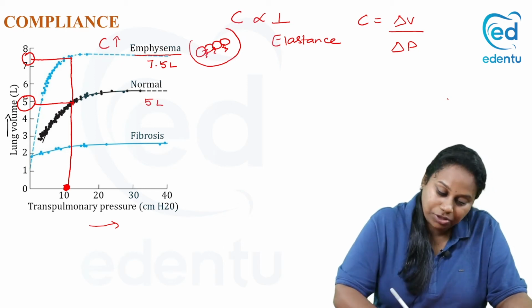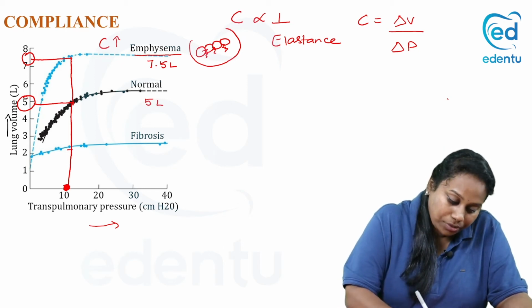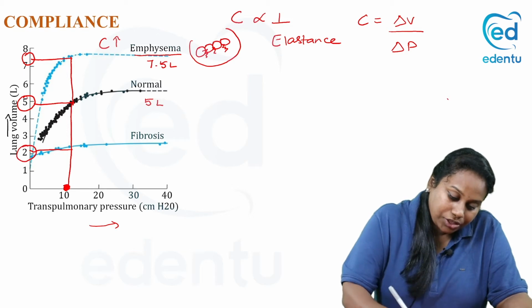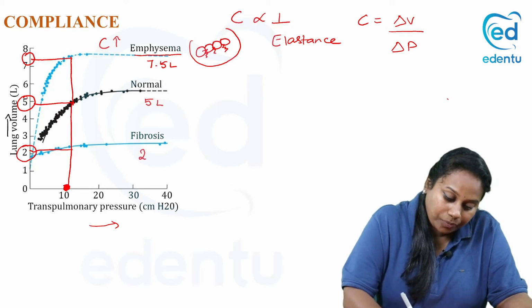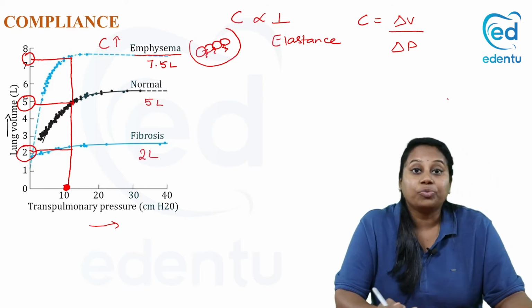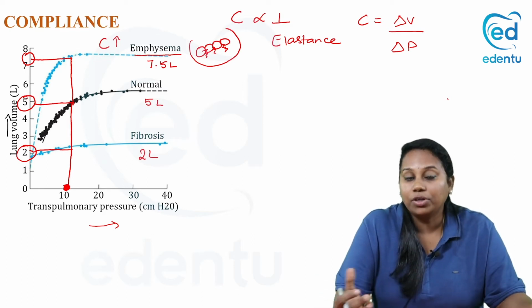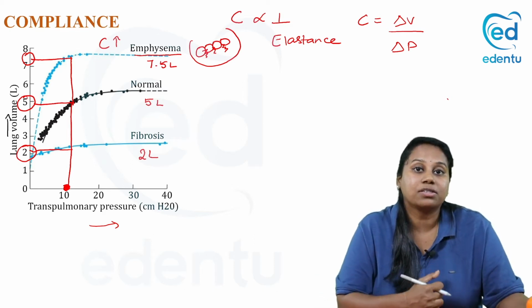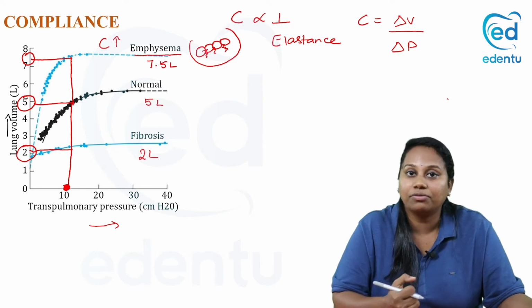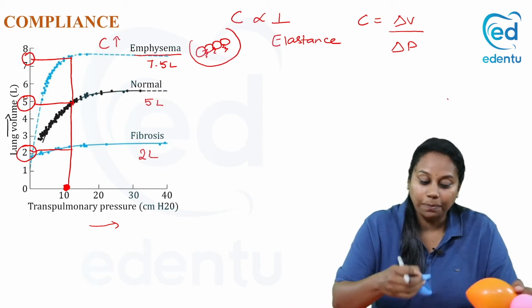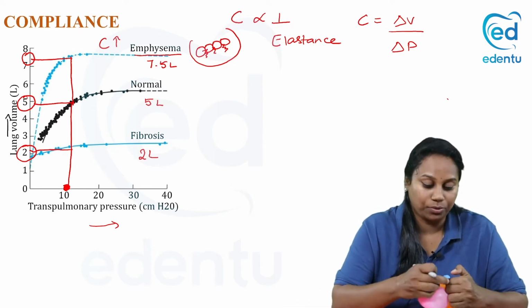For the same 10 centimeter of water pressure in a fibrotic lung, the change in volume is only around 2 liters, which means that this lung is not able to stretch because there is a fibrotic scar tissue which is restricting the lung from stretching. So that is why compliance decreases in fibrosis.